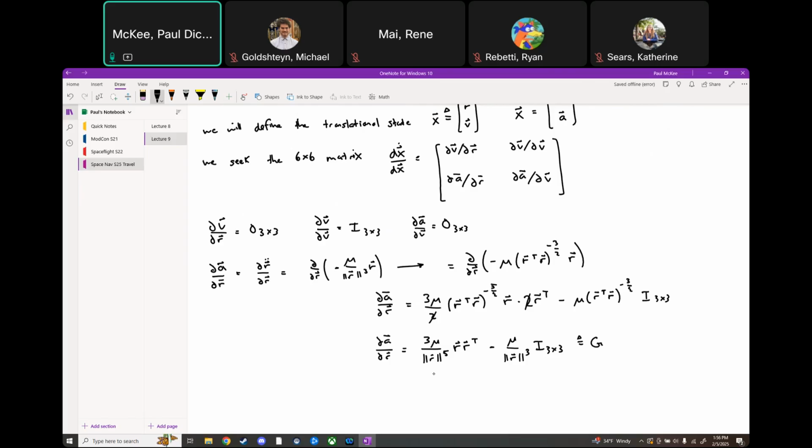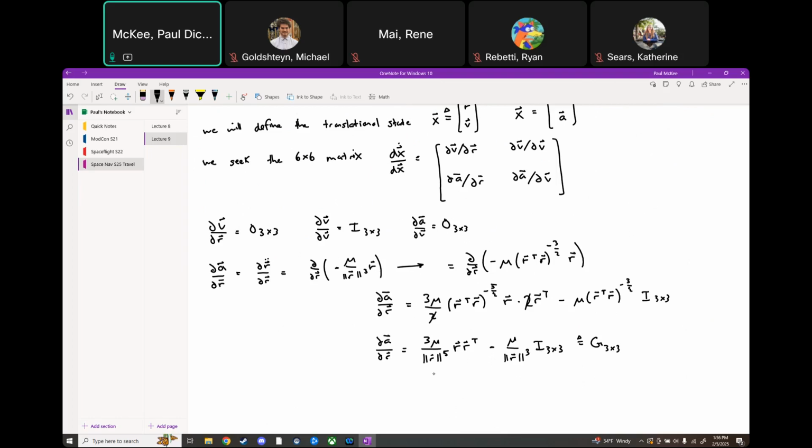All of this. Now, this should make sense. Notice if we had done r transpose r, this term would be a scalar, but it's important that this term be a matrix, right? The derivative of a vector with respect to a vector is a matrix. So this is going to give us a 3 by 3 minus a 3 by 3. That's still going to be a 3 by 3.